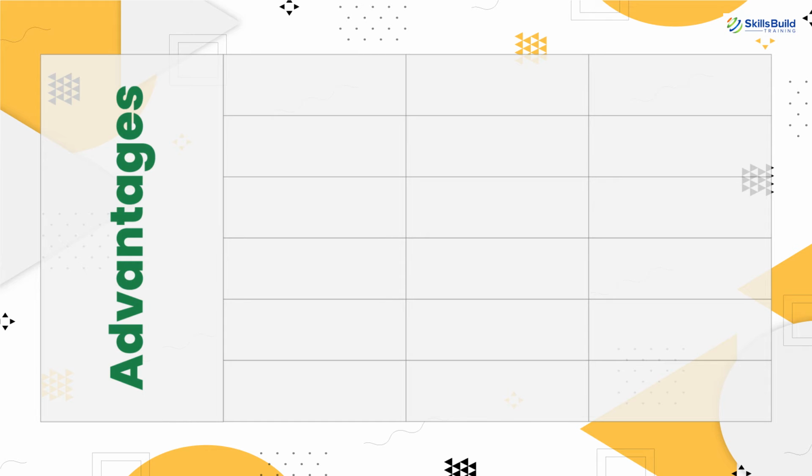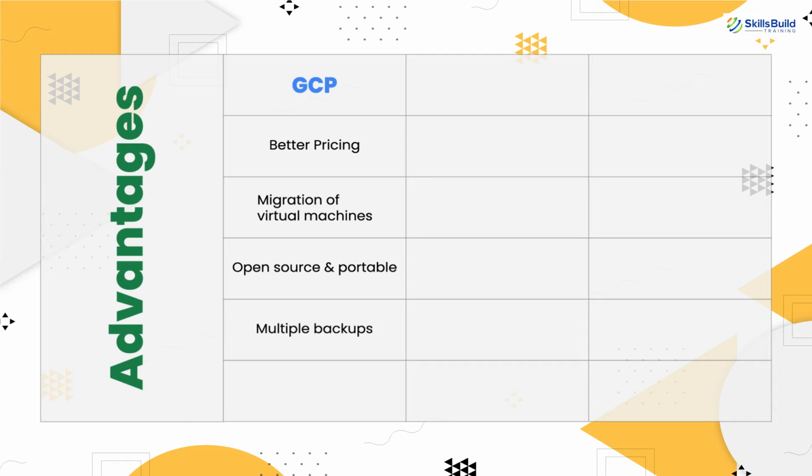Now, let's talk about some of the advantages of all these three. First of all, let's talk about Google Cloud Platform. Its pricing is better than any other cloud service provider. We can do live migration of virtual machines in it. It is open source and portable. It offers multiple backups. For security, it has Cloud Security Command Center.